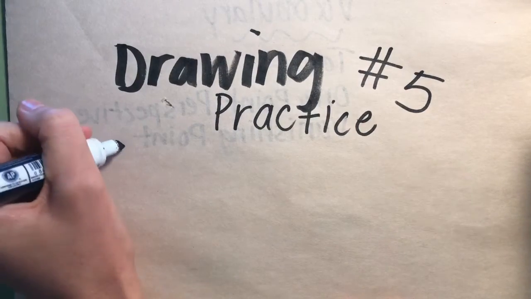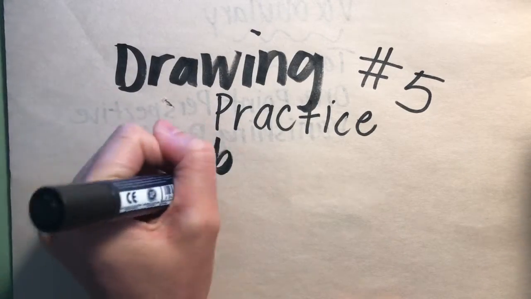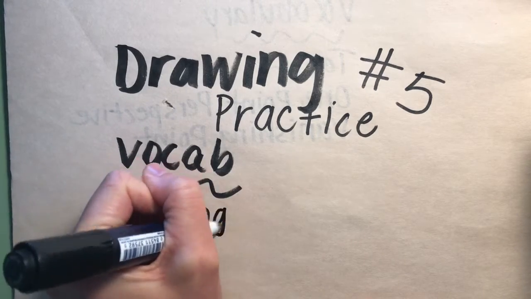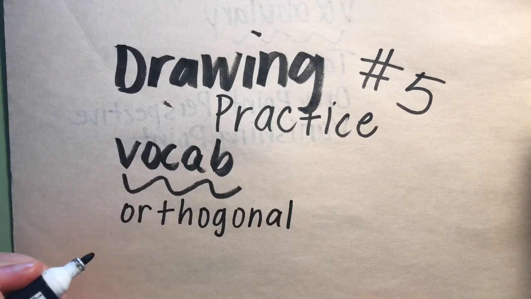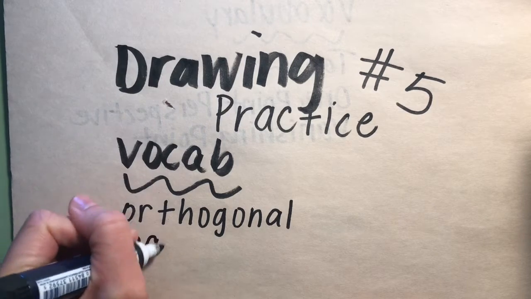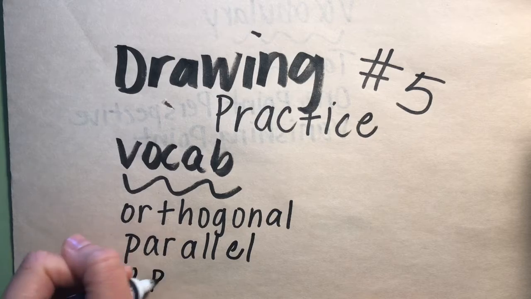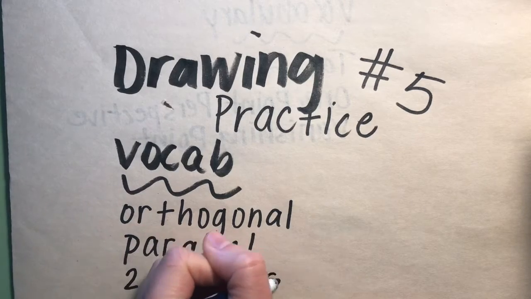Today we're going to be drawing a cube. Our vocabulary words are orthogonal, parallel, and 2-point perspective.